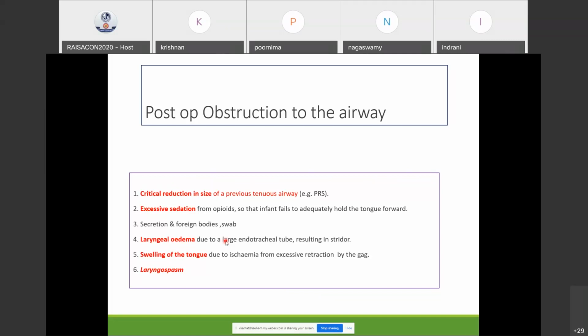Laryngeal edema, we have to manage with giving continuous positive airway pressure. You are talking about laryngeal edema? If it is acute and causing obstruction, stridor. And laryngeal edema is different from laryngospasm. Edema is collection of fluid in the mucosa that can extend up to the trachea also.